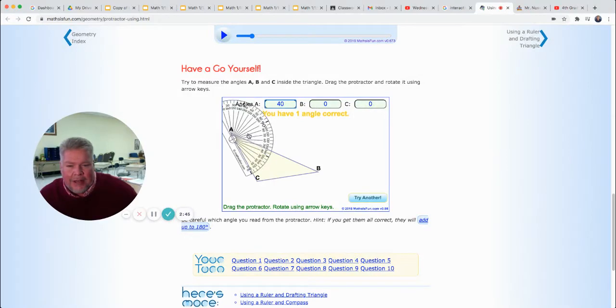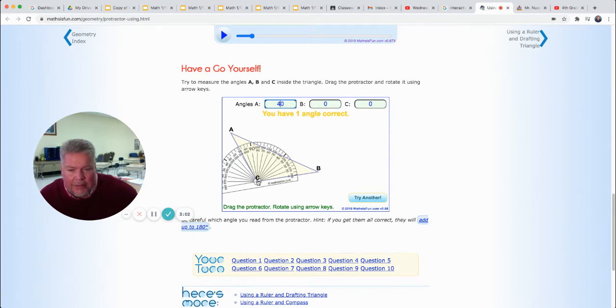And then I'm going to drag it down here to C. Put it right on the corner. I'm going to spin it. Here we go. Now C looks to me like an obtuse angle, so we're going to look at these bigger numbers right here. We got 0 lined up and it looks like it's on the 110 line. So I think angle C is 110. Got it right. Now we just got to go over here and measure angle B.